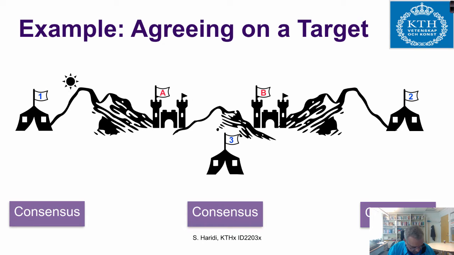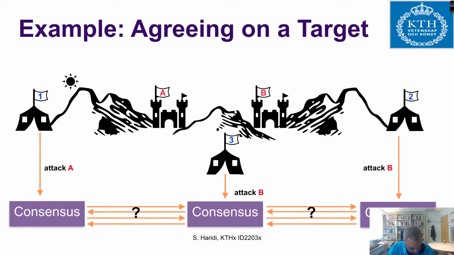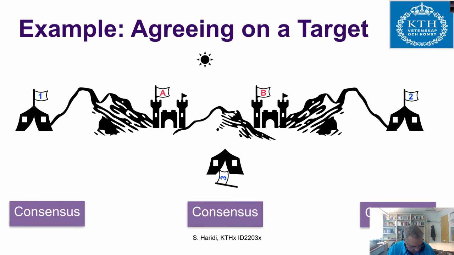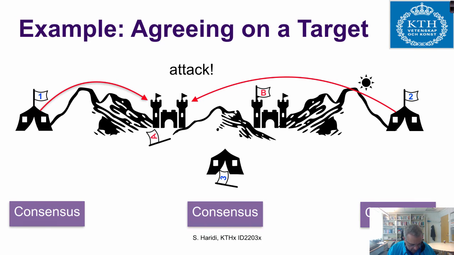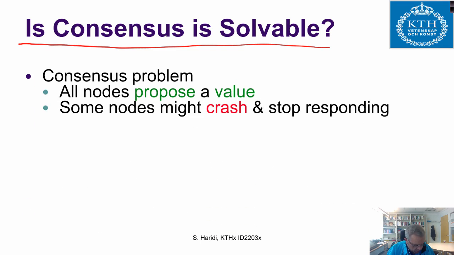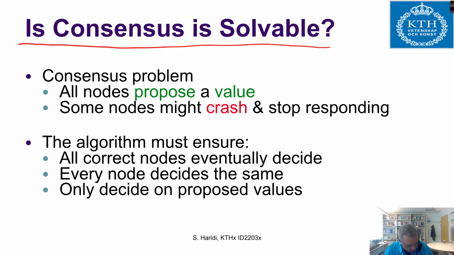As we said also, some of the nodes might fail. Here is an illustration of that, with our consensus abstraction again. Some of the nodes might fail, but still we want that abstraction to succeed. In this case, two of the armies can still do the attack, and they can win. So the question again is whether consensus is solvable. Let us look again at the specification of consensus. We didn't say how it could be solved, but here is a specification of consensus.